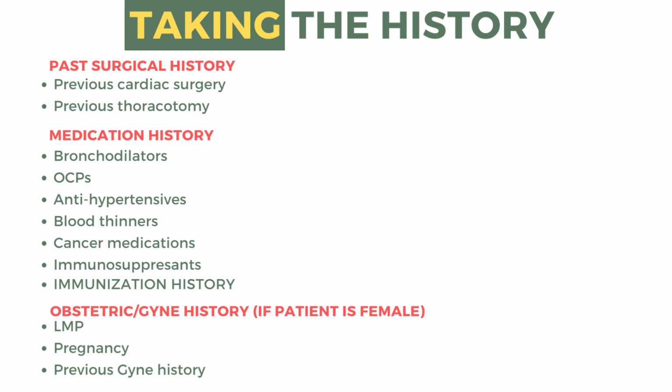A past surgical history would definitely let you know that there are underlying causes, and if the patient is on any medication such as bronchodilators, OCPs, antihypertensives, blood thinners, cancer medications, immunosuppressants, all of these would help point you to possible differentials. And immunization is very important for infectious causes. If the patient is female, you should ask about the obstetric and gynae history, find out about the last menstrual period, what are the possibilities that the patient could be pregnant, and any previous gynecological history.